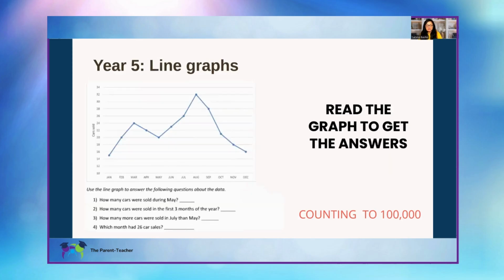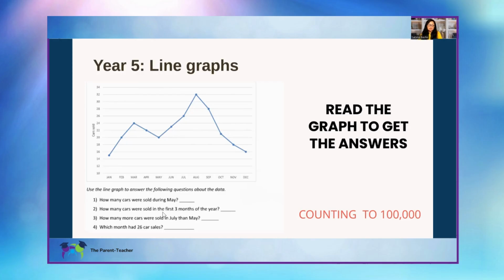Moving along, in year 5, they also need to be able to read line graphs and also extract the information from line graphs too. So let's have a quick look at this one. So use the line graph to answer the following questions from the data. So how many cars were sold during May? All they have to do is go to May, go all the way up to the line, and then the dot there, go across. 20 cars were sold in May.